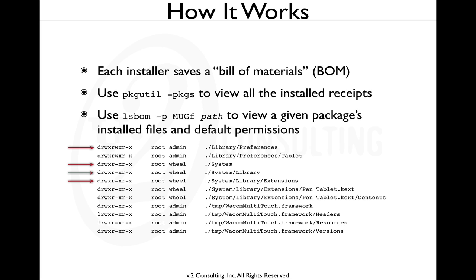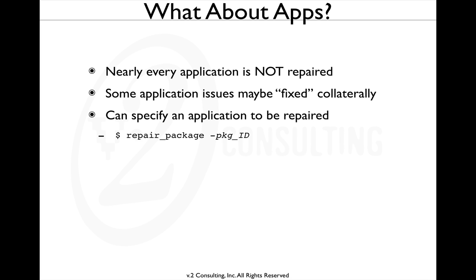The reason these ones are so important is because library preferences, system library, and system library extensions are all very important places where the permissions must be set accurately. So these are just examples. We want to come back to this in a second once we look at the other details.